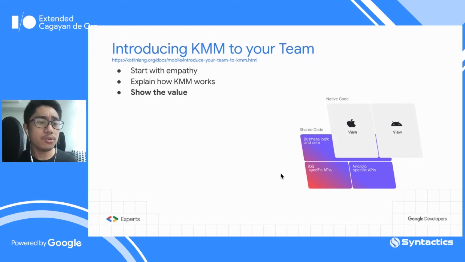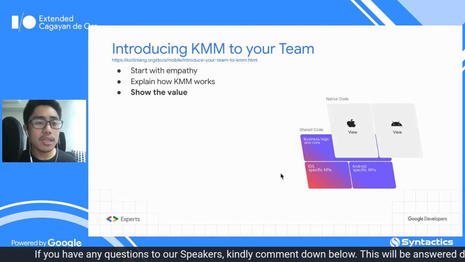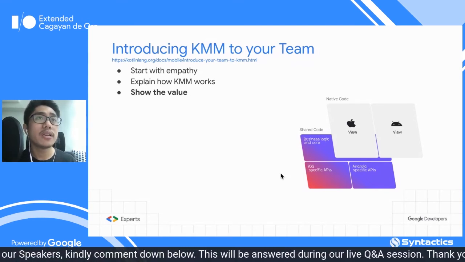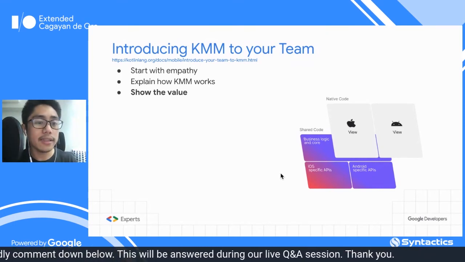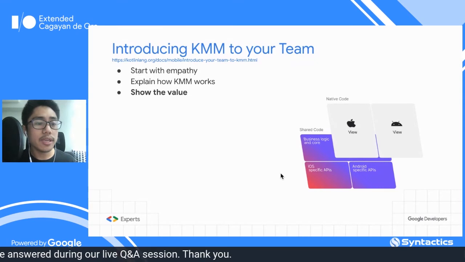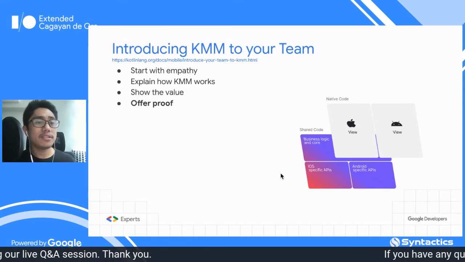To do that, you can show the value. This is how KMM works. When we do this, this is what we're going to get. We're writing each code separately, but with Kotlin multi-platform, we can share a chunk of our code and still be native. Show them that value. Let them understand that this is for the best of your project, assuming that you already decided that this is going to be the best for your project. And try to offer proof.